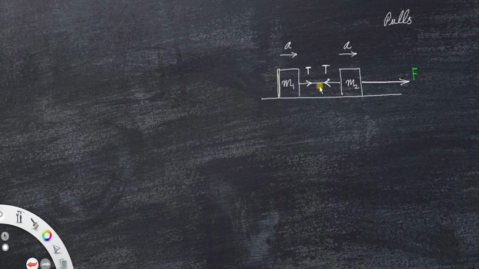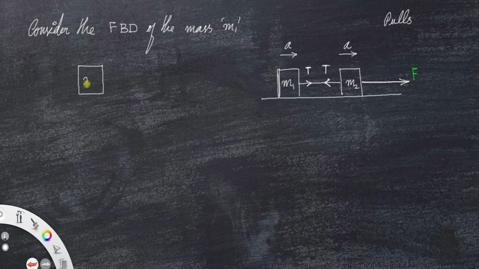Now we need to find the value of tension in terms of A, M1 and M2. For that, let us consider the free body diagram. FBD means the free body diagram of the mass M1. Let me draw its free body diagram. We have mass M1. We have acceleration towards the right, and the force acting on M1 is only T.